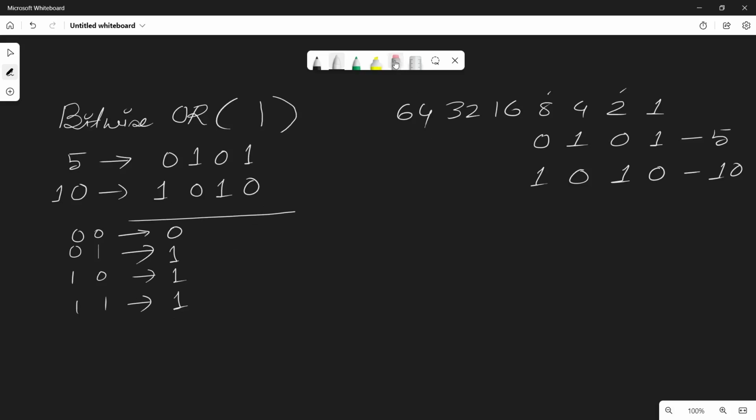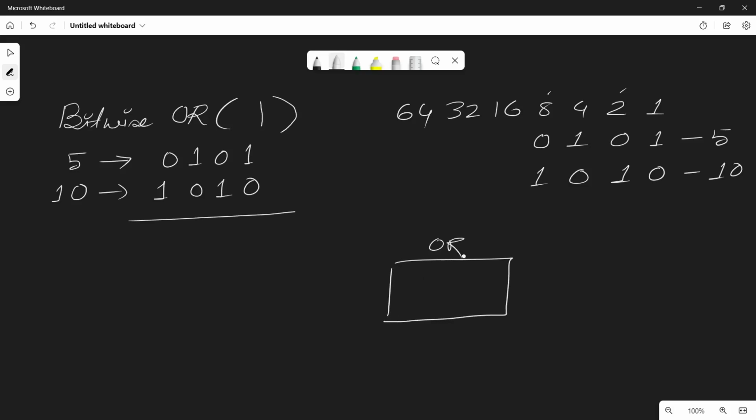Let me do one thing. Let me erase this from here and write it a little bit down so that you don't get confused. Let me write the OR table here: 0, 0, 0, 1, 1, 0 and 1, 0, 1, 1, 1. So based on that, 1, 0 will be 1 and 0, 1 will be 1. This will also be 1 and this will also be 1. So this is the final answer.